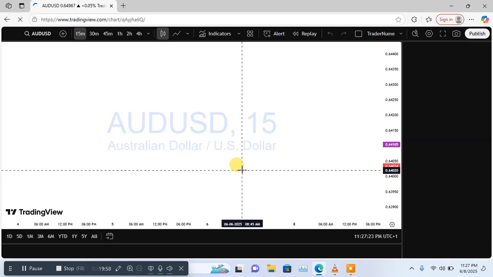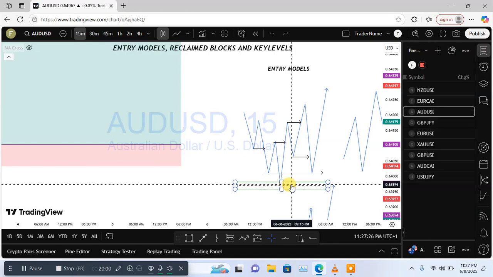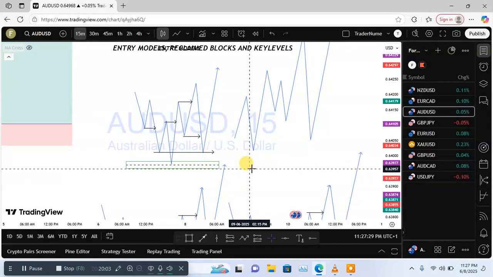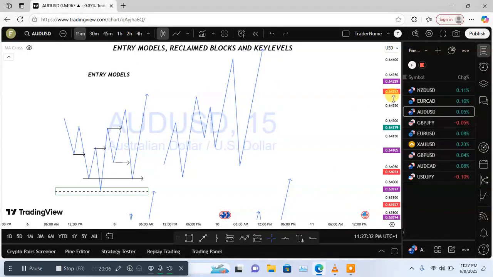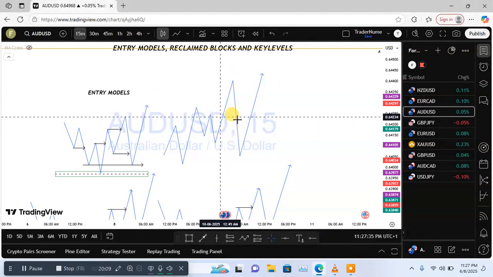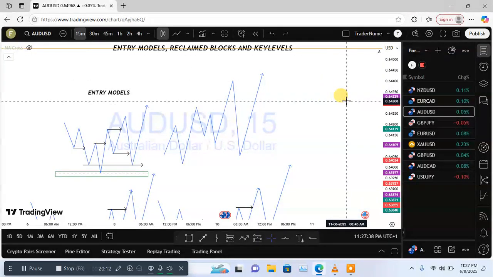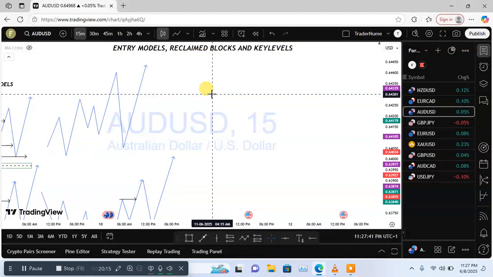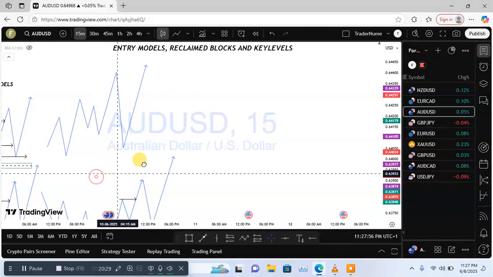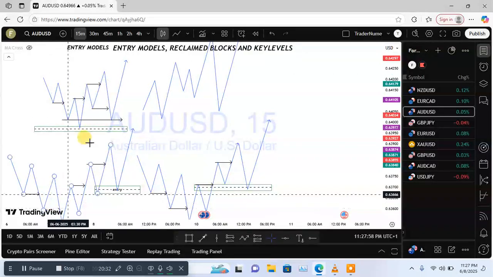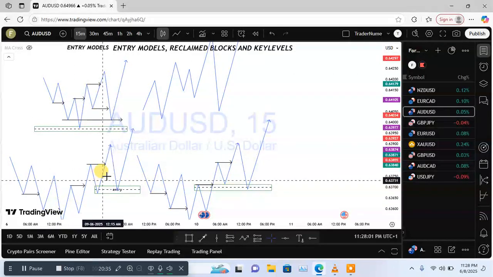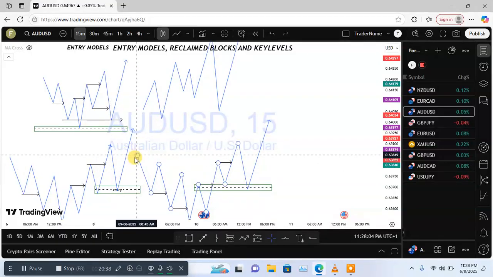All right, okay, so these are the entry models. Please, you can draw this on your jotter, your writing pad, whatever you use. So, reclaim block simply means a block that failed, but price came back to reclaim it. You understand? Something that failed to hold, but price came back to reclaim it. Now, how do we enter from reclaim block using all these examples that I have given?